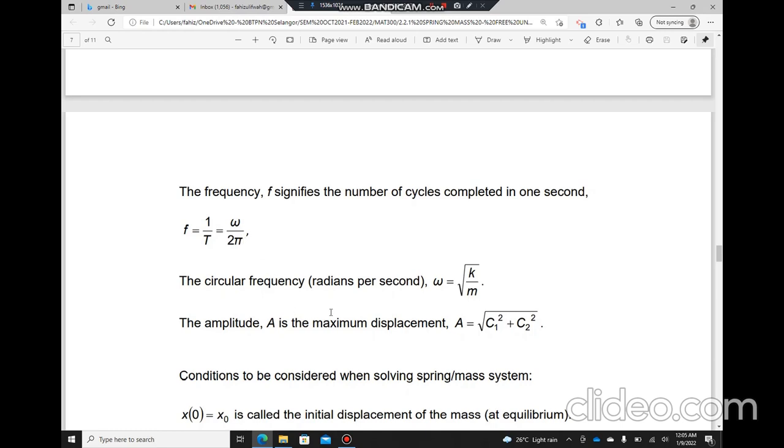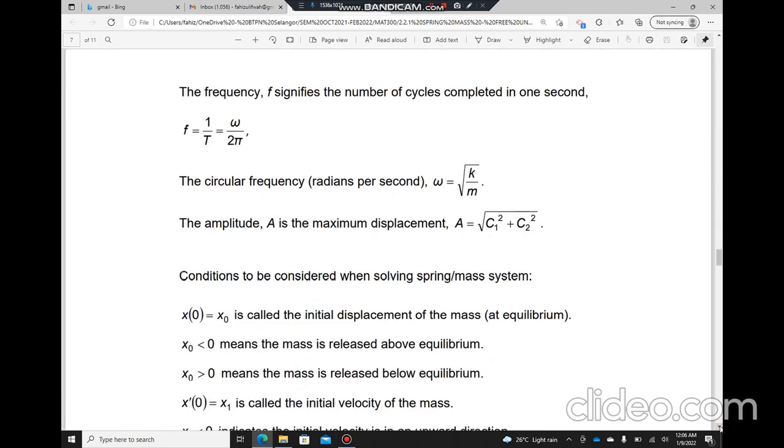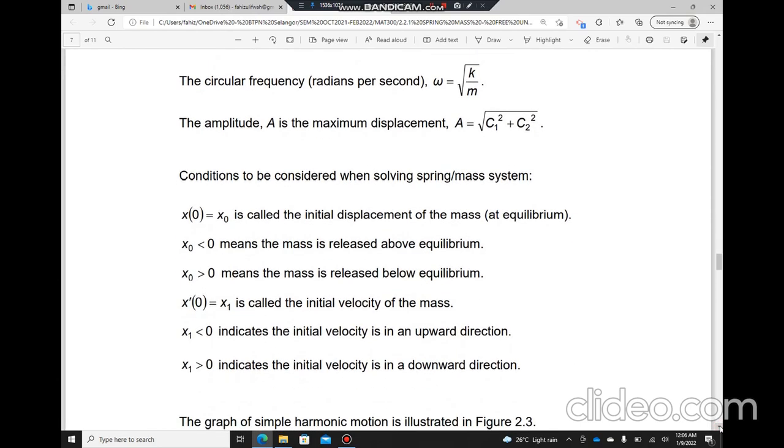The circular frequency, in radians per second, w equals to square root of k over m. So kita dapat juga formula untuk circular frequency. And the last one is amplitude, the maximum displacement, A equals to square root of c1 square plus c2 square. Okay. So this one is conditions to be considered when solving spring or mass system.